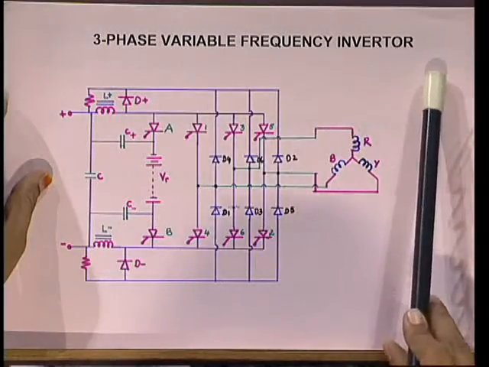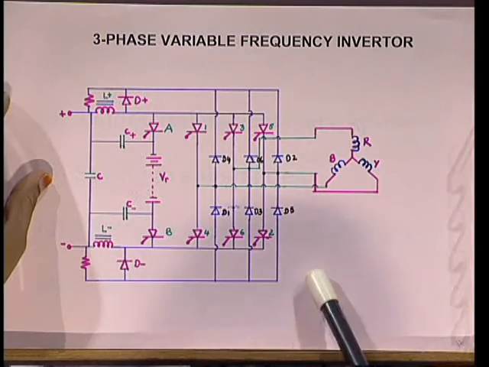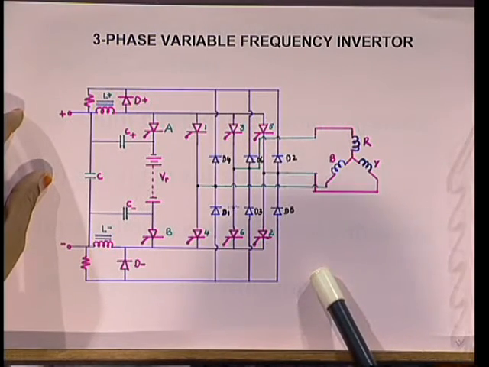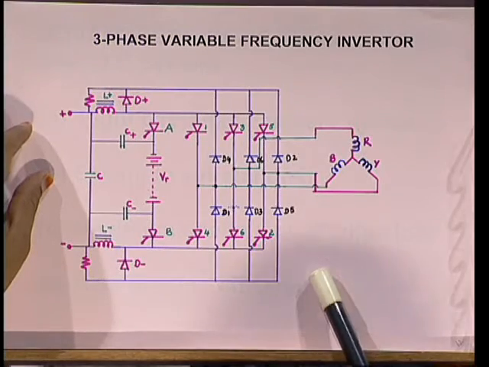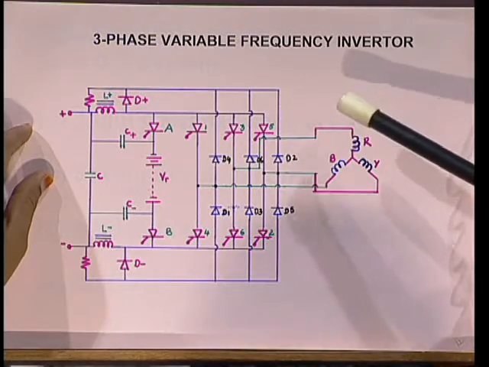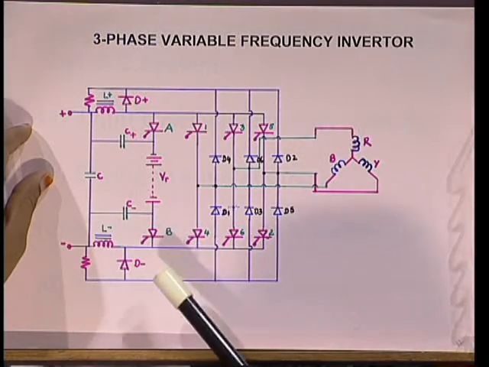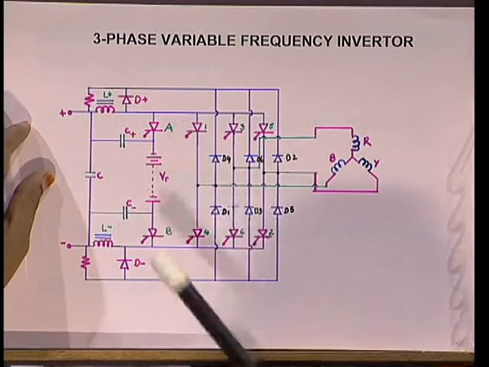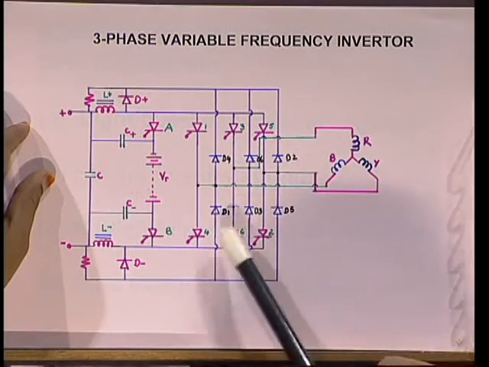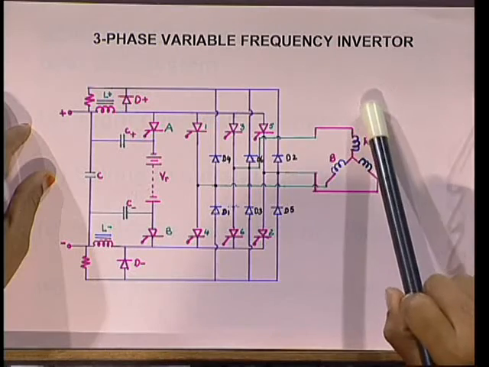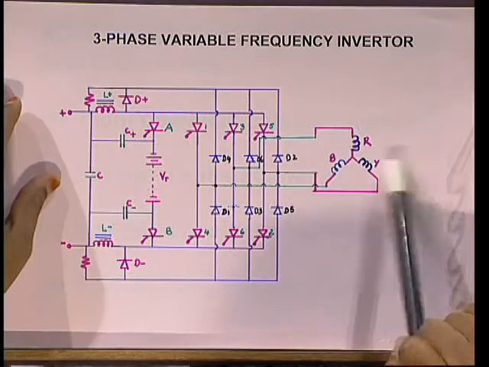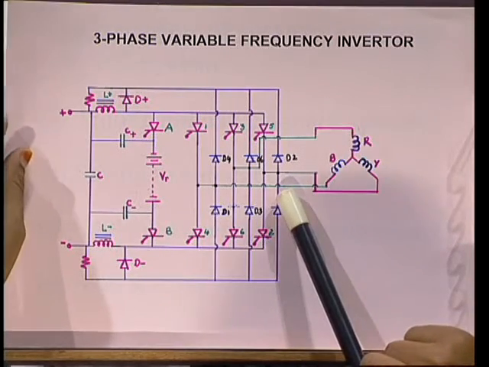Let us have a look at the three phase variable frequency inverter. This is a three phase variable frequency inverter. It has 6 SCRs in the circuit and we have the diodes. The induction motor is connected to this frequency inverter.